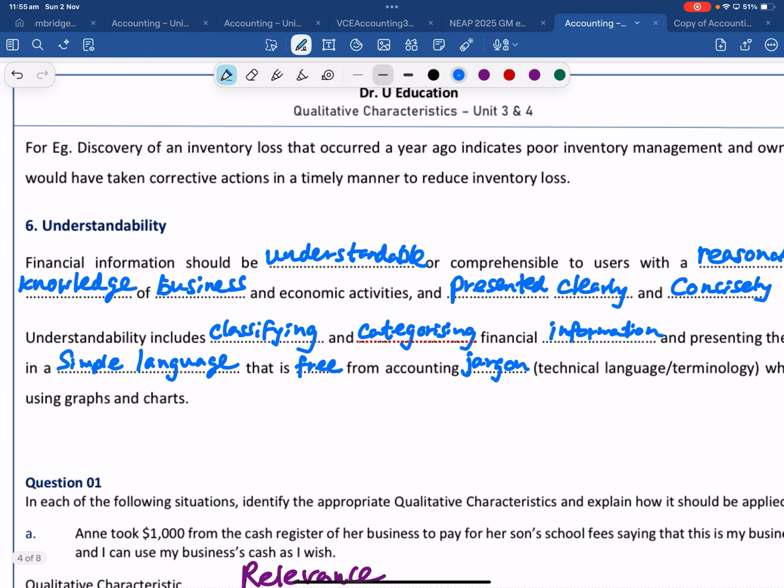Is it relevance? What do you think, Sandeep? Relevance, yes. Why is it relevance? Because it's the business money she's taking for her own use. But isn't she the owner, and can't she spend the money as she wishes? She can't use the money as she wishes. She can, but she has to. Ah, she can. Okay. That's good. I like different answers.